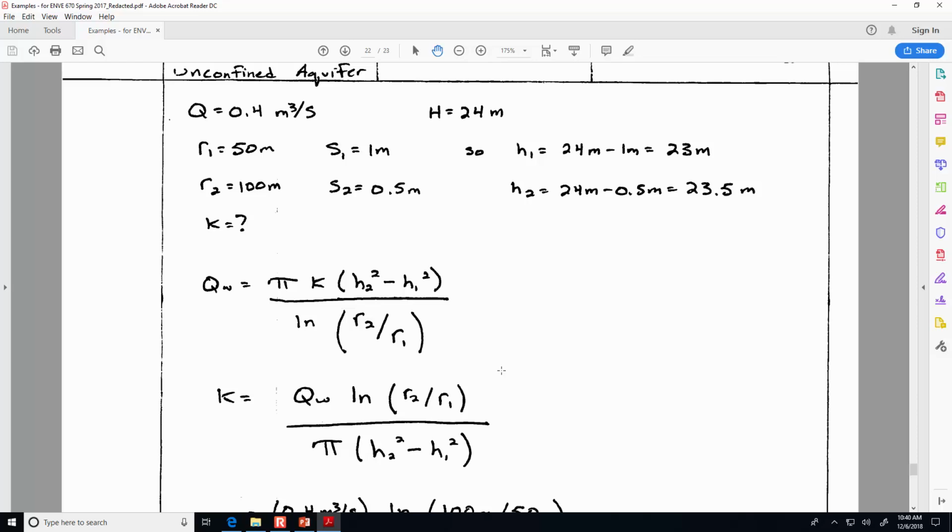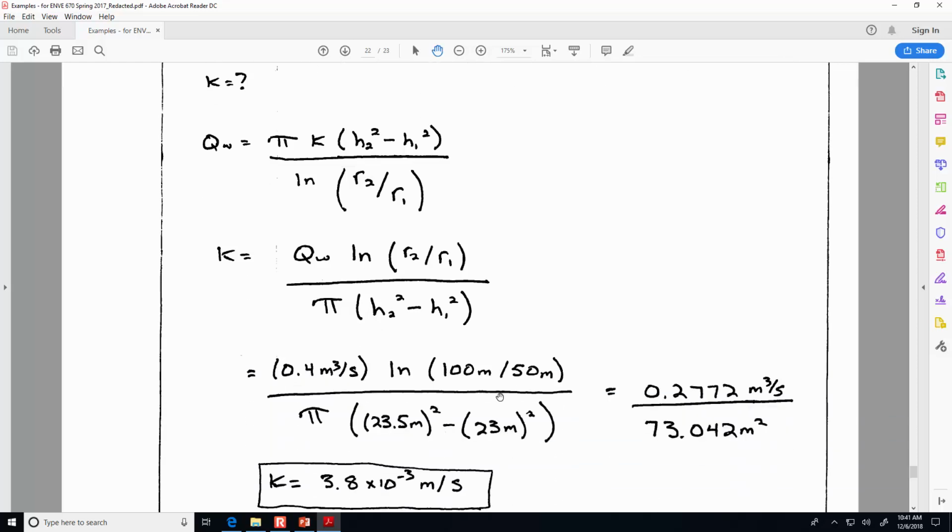And so if you're given the drawdown, you need to calculate the H at both of those locations by starting with the initial height of the water above the bottom of the aquifer. And then if we just rearrange algebraically to solve for K, the hydraulic conductivity, then what we get is the hydraulic conductivity should be 3.8 times 10 to the minus third meters per second.